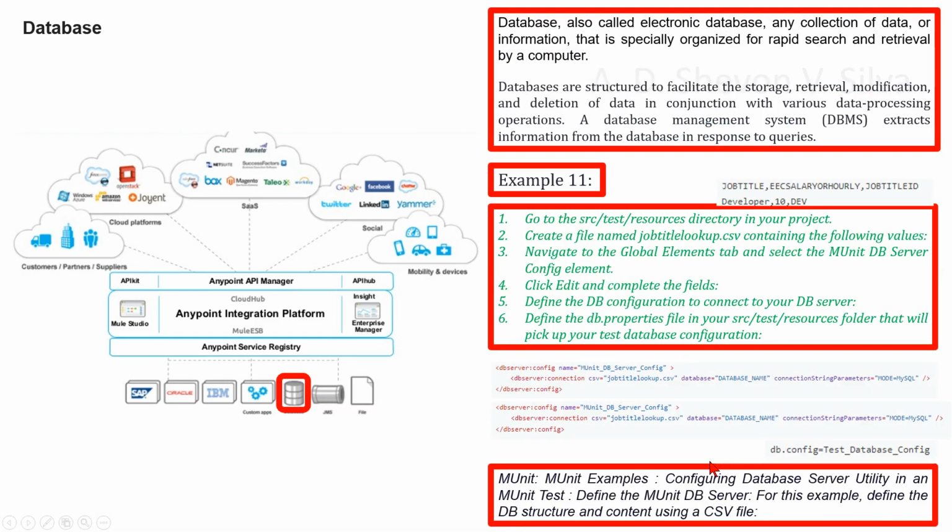Now we are considering defining the MUnit DB server, configuring the database server utility in an MUnit test. Define the database server by using the MUnit DB Server config from the global element in your canvas. For this example, define the DB structure and content using a CSV file. Go to the src/test/resources directory in your project. Create a file named job_title_lookup.csv containing the following values.